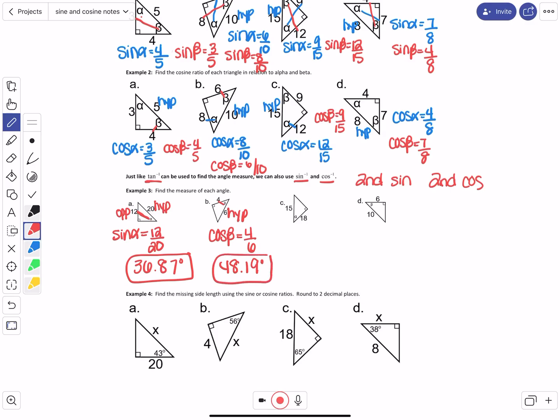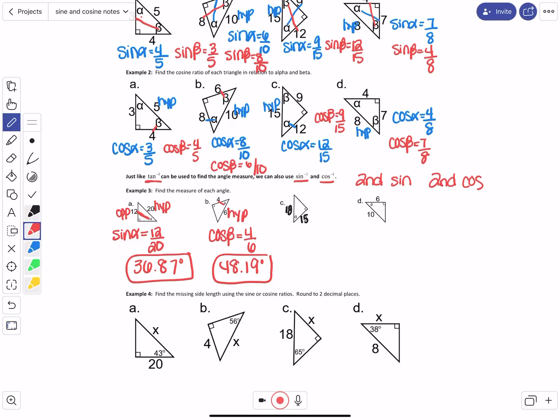Okay, on C. So here's my hypotenuse. Actually, this one is a typo. I need to fix this one. So we need to adjust this one. This should be 18. Pretend this is 15. So pretend that's originally on your paper there.